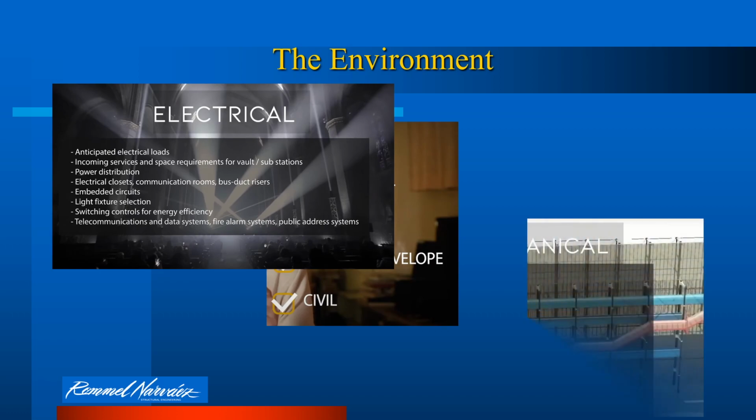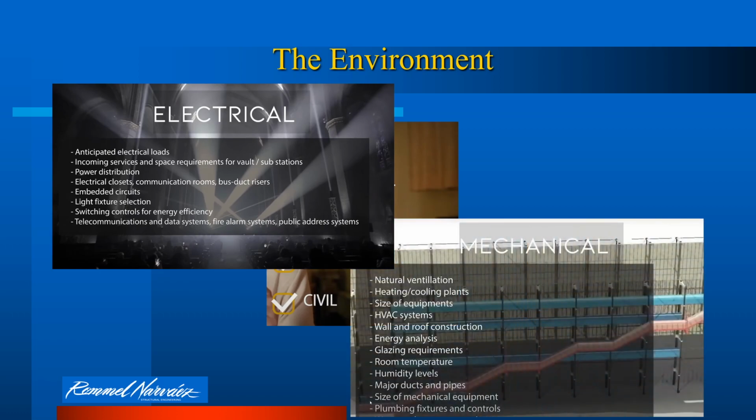We take some issues for the mechanical engineers, and of course the natural ventilation, where this stuff is going through, the position. We need to coordinate with these guys. Heat and cool plants, size of the equipment, of course, as I told you before in electrical, is the same in mechanical issues. The HVAC systems, wall and roof constructions, very important. Energy analysis, glazing requirements, room temperature, humidity levels, major ducts and pipes, of course, size of mechanical equipment, plumbing fixtures and controls.